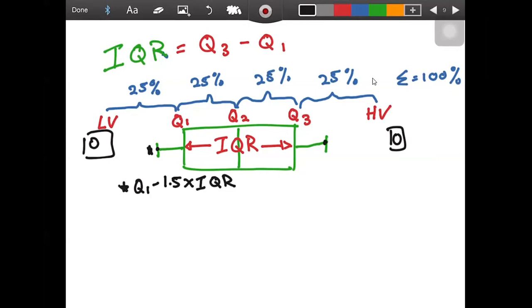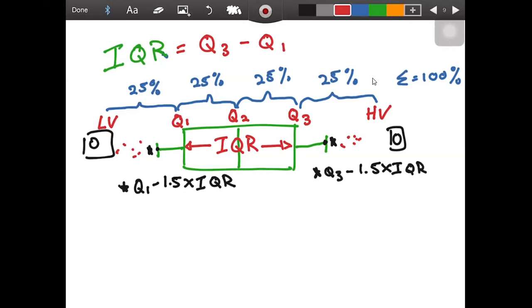And this point will be Q3 plus 1.5 times the interquartile range. So whatever value is less than this calculated value or more than this calculated value, your value is considered as outliers. Okay, that will be in the outliers region.